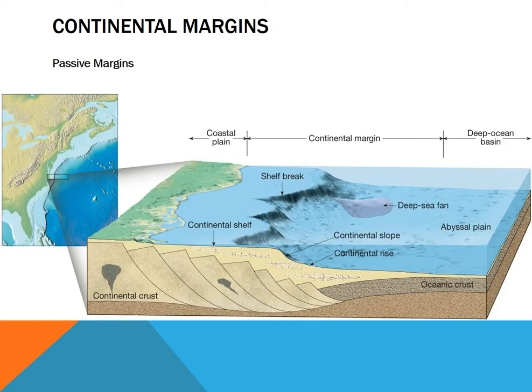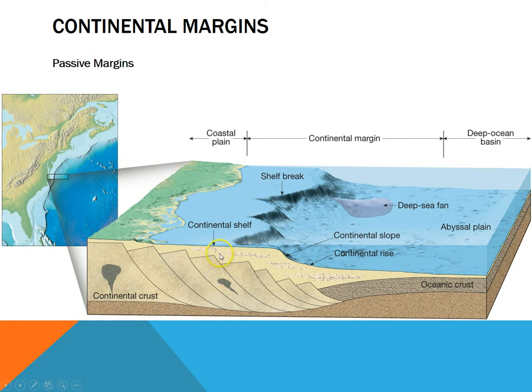Now, passive margins are going to look a little different. So we're going to look at some of those features. So this is like the east coast of the United States. First, you have this really nice wide continental shelf. The continental shelf is the broad, shallowly submerged fringe of a continent.